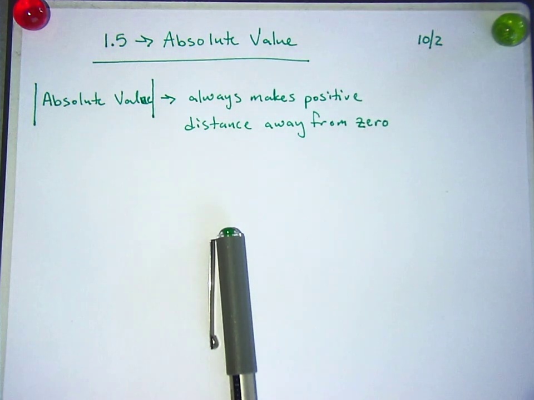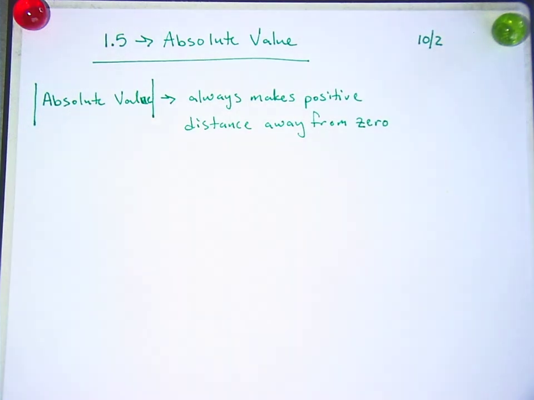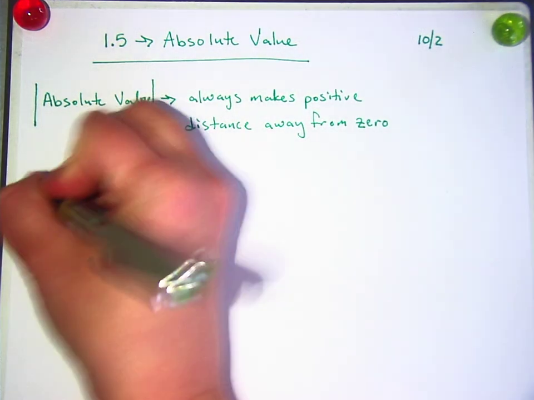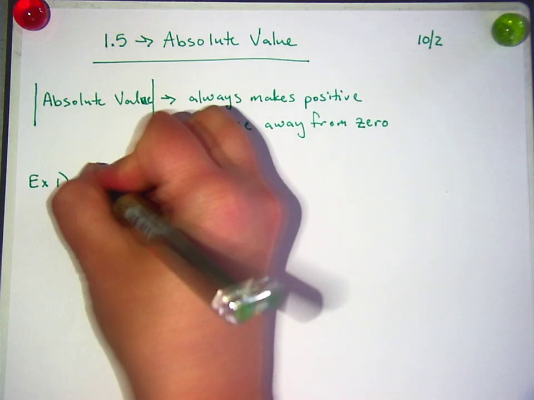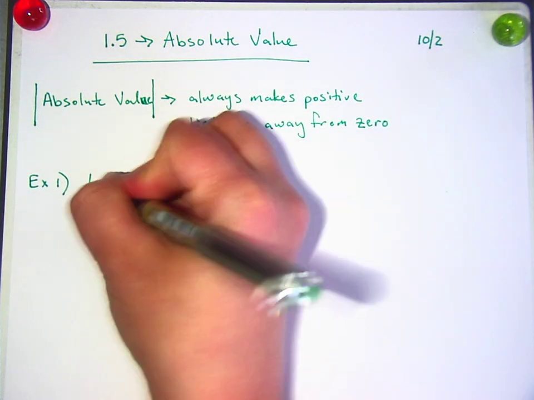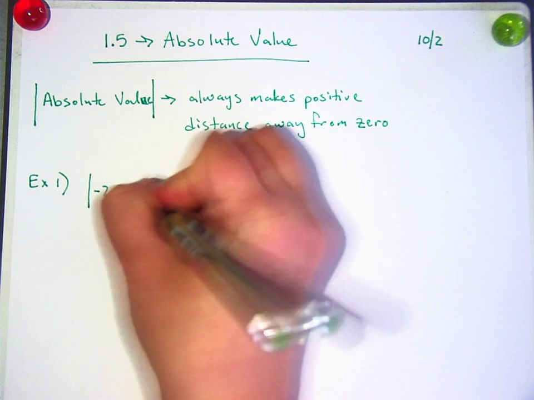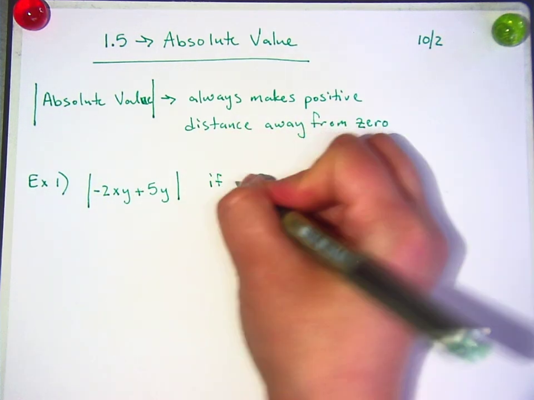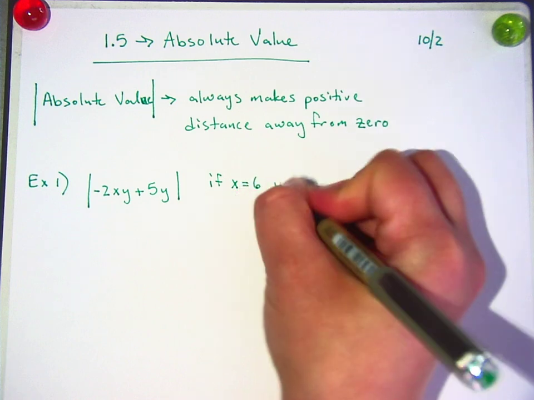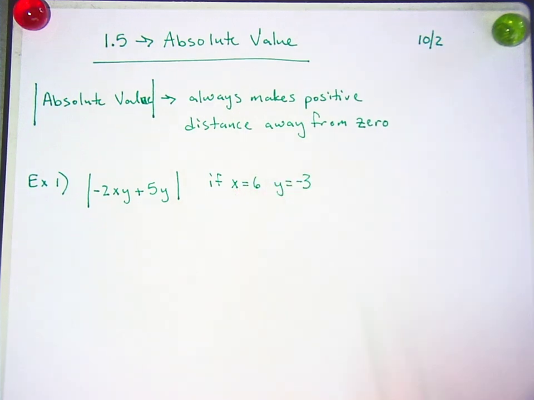Do you guys agree? So absolute value is like a distance. It doesn't make it positive or negative. And you have to do the inside first. So we're going to do 3 examples today. 1 by me, 2 for prizes. First one, absolute value of -2xy plus 5y, if x is 6 and y is -3.